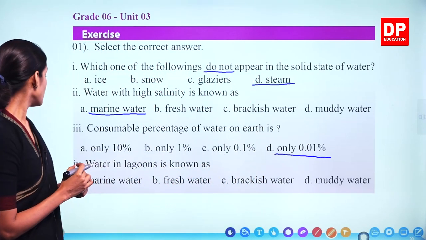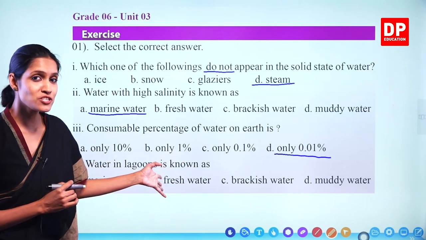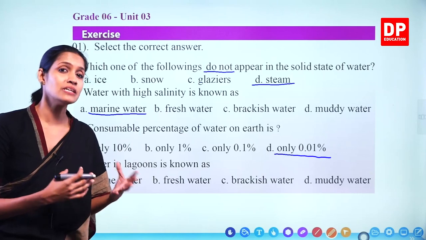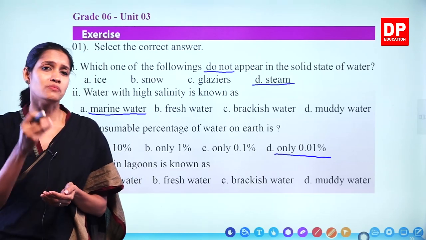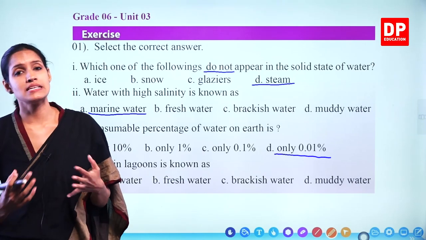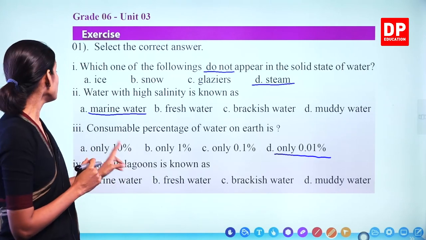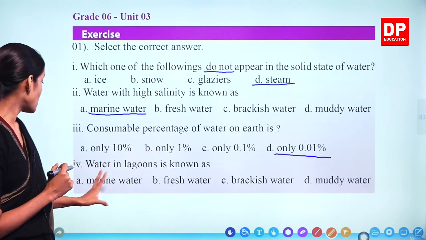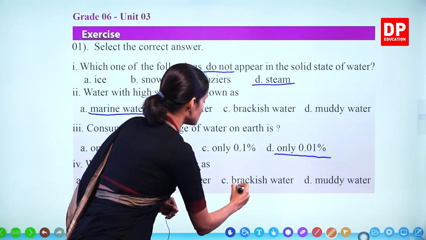Water in lagoons is known as brackish water. Do you remember? Where can we find marine water? That is in seas and oceans. Where can we find fresh water with the minimum amount of salt? That is in rivers, lakes, waterfalls, etc. And water in lagoons is known as brackish water. Right? So marine water, fresh water, brackish water is the answer.